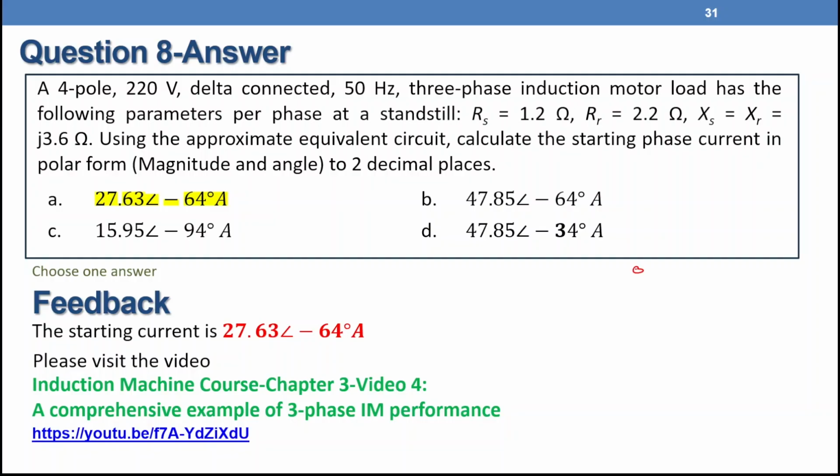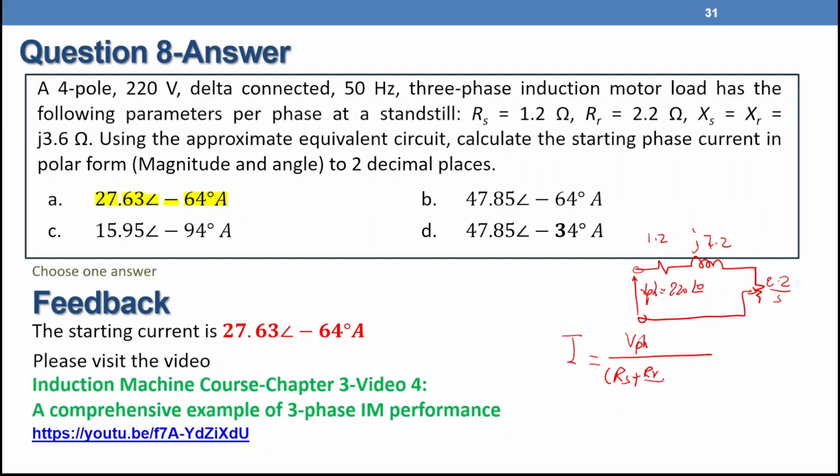So we are going to put the equivalent circuit: R stator, Jx equivalent, R rotor over S. That one will be 2.2 over S. That one will be J7.2, which is 3.6 plus 3.6, 1.2. And the voltage here is V phase equals 220 volt angle 0. So the current for this machine at any slip, the phase current, will be V phase over R stator plus R rotor over S plus Jx equivalent.